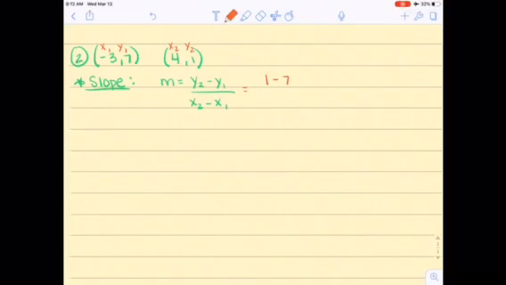That's 1 minus 7 over 4 minus -3. Notice that that negative doesn't represent the minus sign. So I have -6 on top, and I get +7 on bottom. So I have a slope of -6 over 7.